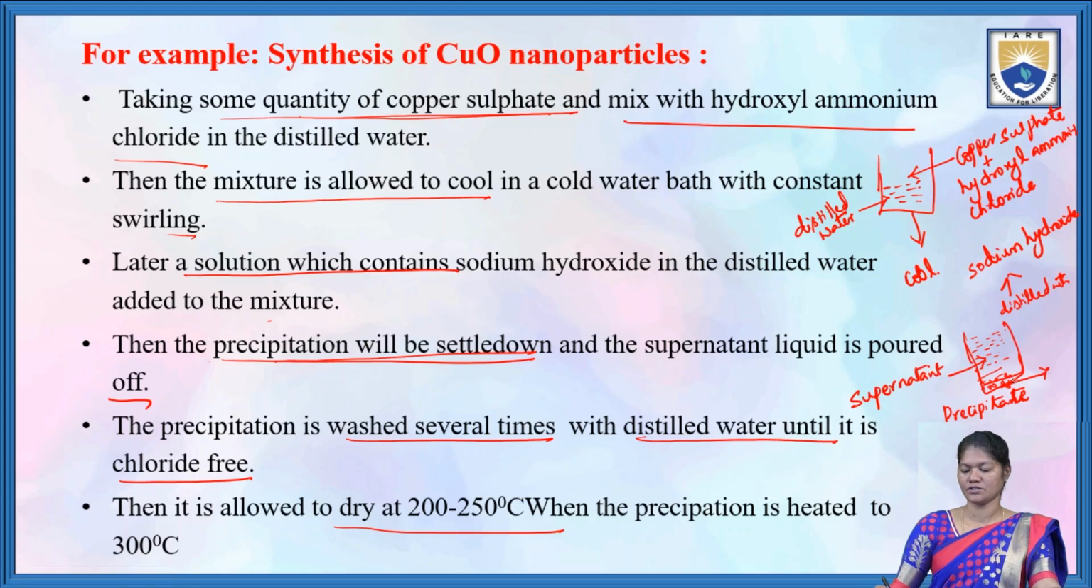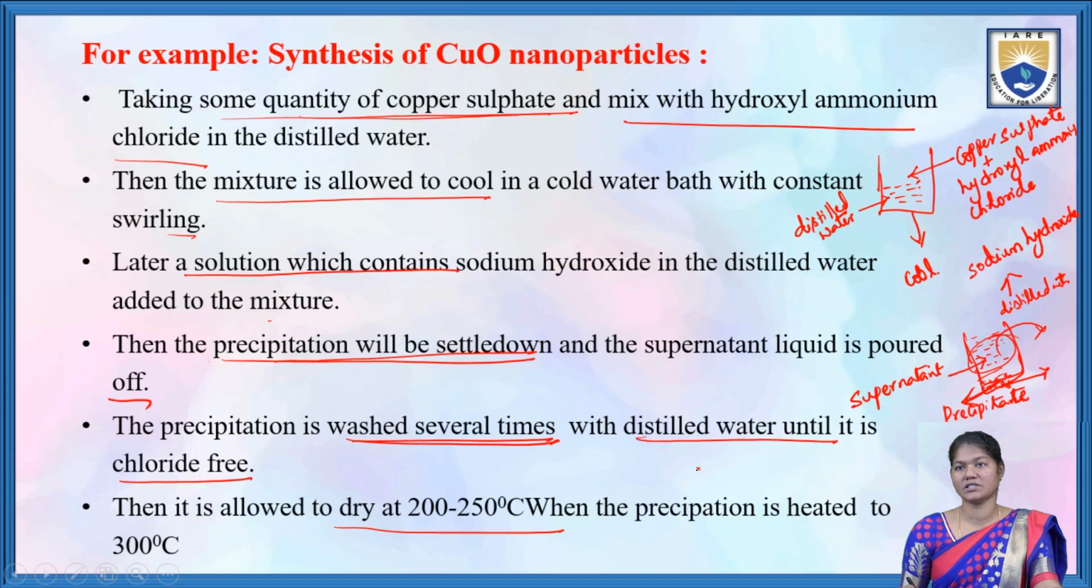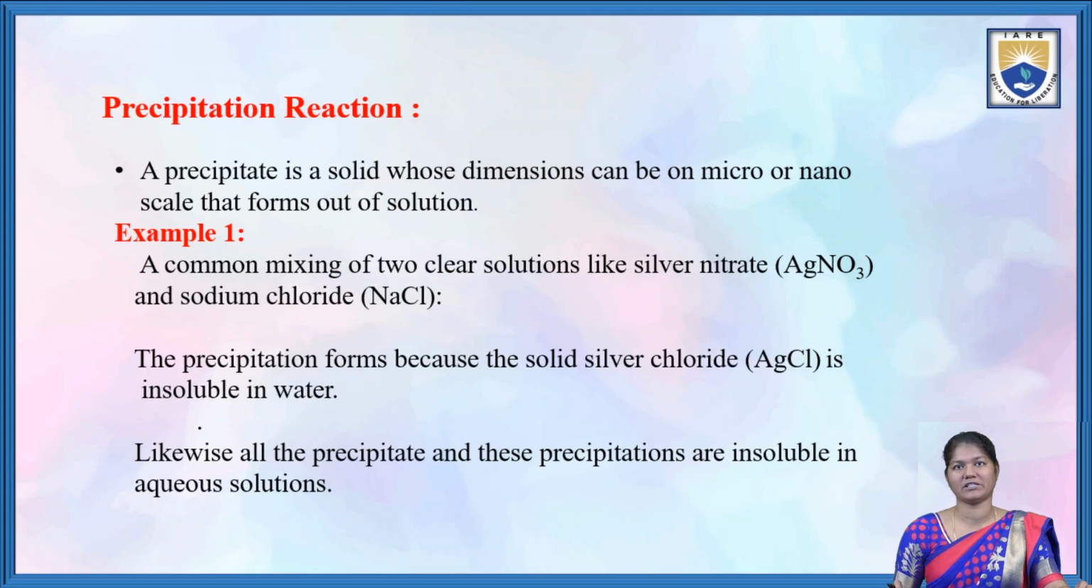The supernatant liquid is poured off and we collect this precipitate. After collecting it, the precipitate is washed several times with distilled water until it gets chloride free. Then it is dried at 200 to 250 degrees centigrade and heated up to 300 degrees centigrade. Then we get the desired nanomaterial.